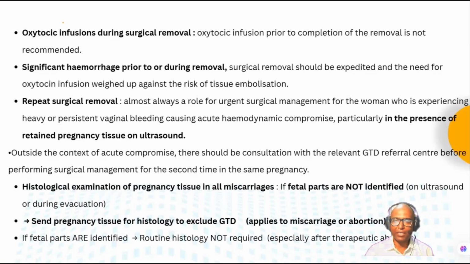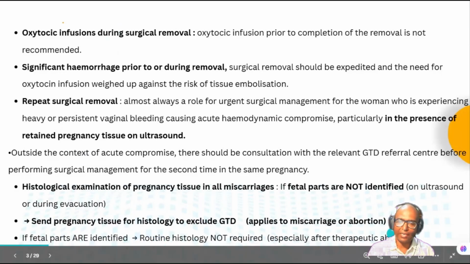Then coming to the histopathological examination of pregnancy following miscarriages, what to do in miscarriages, whether to send all the samples for histopathology or which samples are to be sent. If the fetal parts are not identified on ultrasound or during evacuation, then you send the pregnancy tissue for histology to exclude gestational trophoblastic disease. It applies to both miscarriage as well as abortion. Okay, so if you have not identified the fetal parts at any stage of the pregnancy, either on ultrasound or during evacuation, then you will send the products of conception for histopathology. If fetal parts are identified, routine histology is not required.